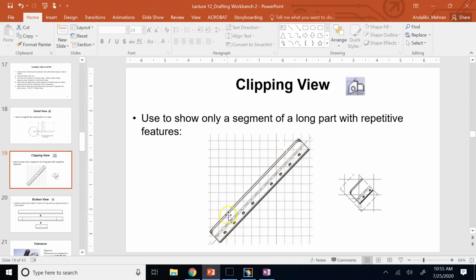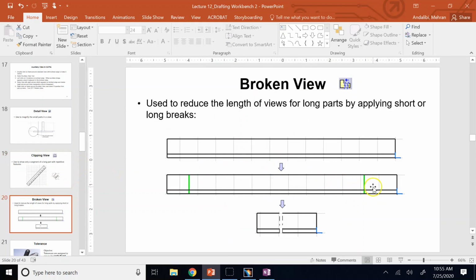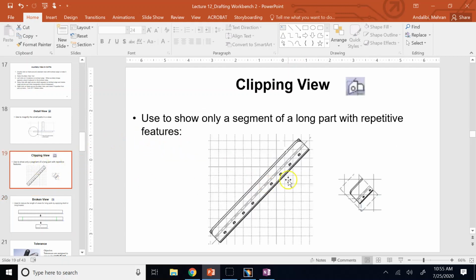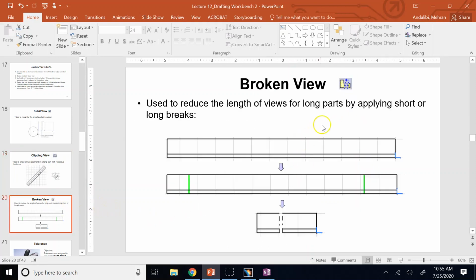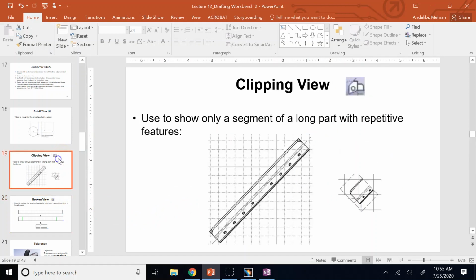So if you show this small portion of this object, the rest of this is just repeating this first portion of this object, right? This T-beam. So just showing a little bit of that, or chopping it from the left and right and only showing a portion of the beginning and the end, and removing the middle part, would save you a lot of space, right? Because the part is too long. So that's where you either use a clipping view or use a what? A broken view.